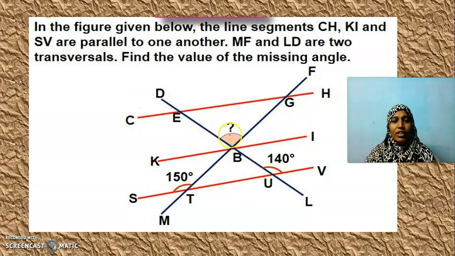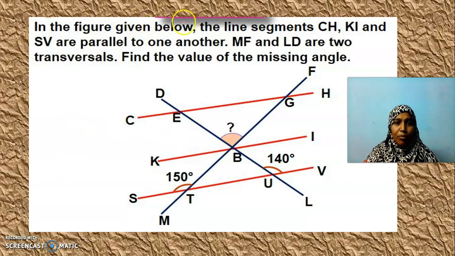How do you feel to look at this diagram? So far we were discussing only one set of parallel lines with only one transversal, or two transversals existing without intersection. But here, these two transversals are intersecting. Isn't it? We are going to find the missing angle. Any idea, children? Let me read the question first.